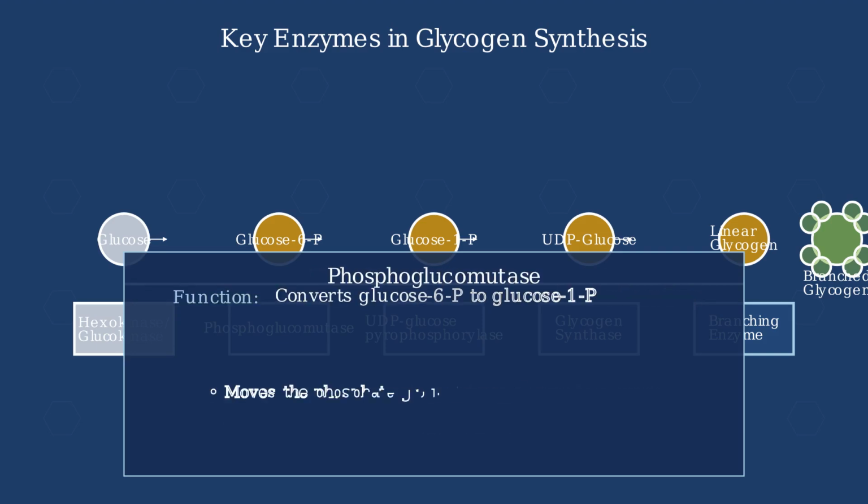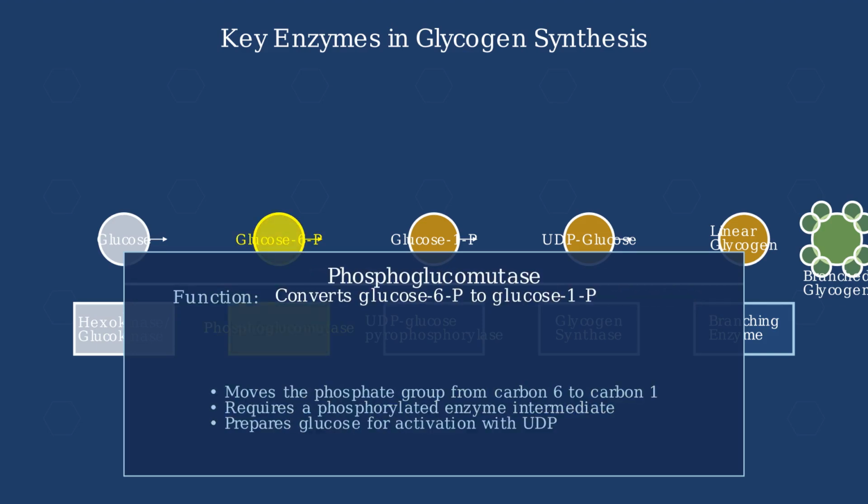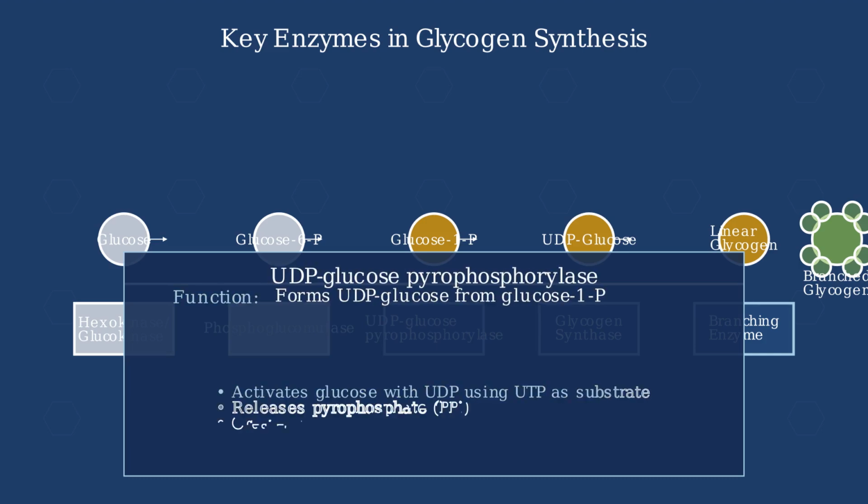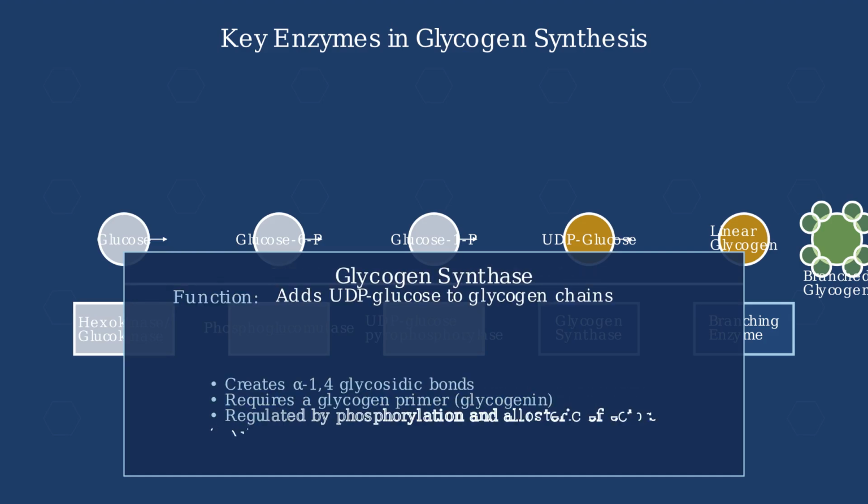Next, phosphoglucomutase converts glucose 6-phosphate to glucose 1-phosphate by relocating the phosphate group from the 6th carbon to the 1st carbon position. The third enzyme, UDP glucose pyrophosphorylase, activates glucose 1-phosphate by attaching UDP, forming UDP glucose, which serves as the active donor for glycogen synthesis. Glycogen synthase then transfers glucose from UDP glucose to the growing glycogen chain, forming alpha-1,4 glycosidic bonds. This is the rate-limiting enzyme in glycogen synthesis.